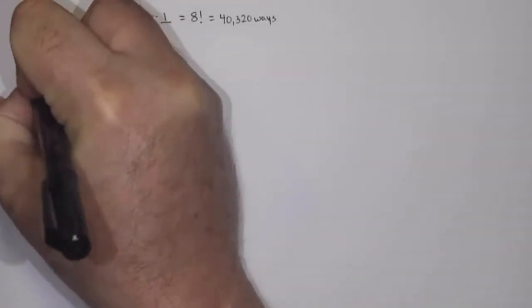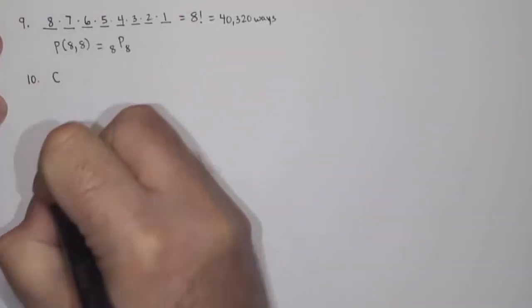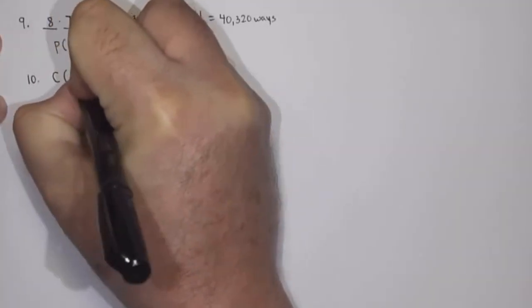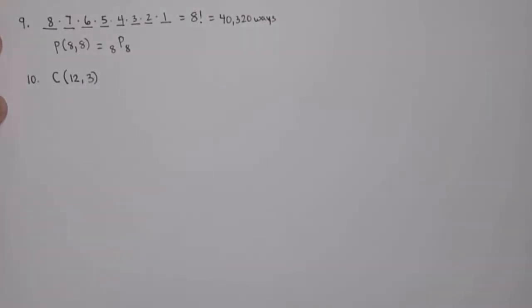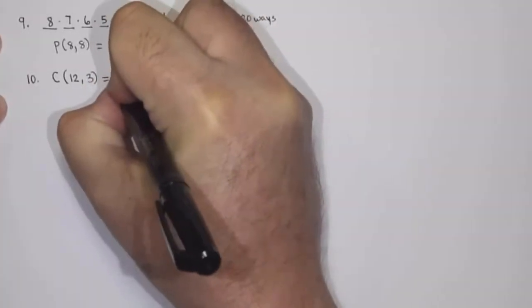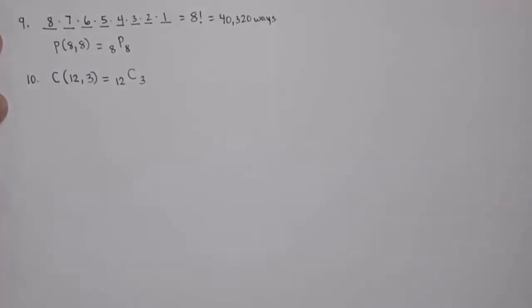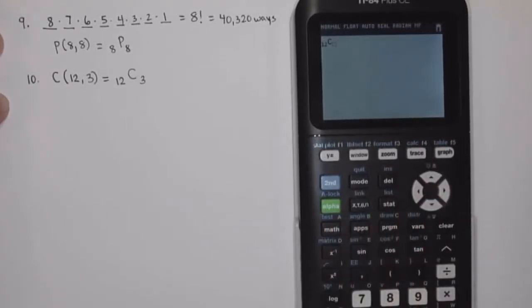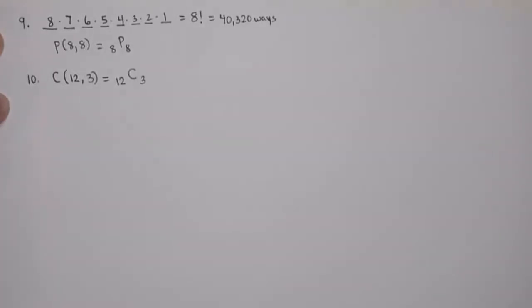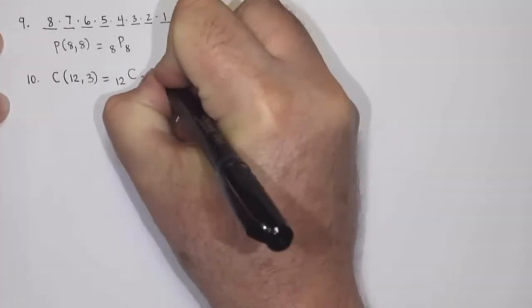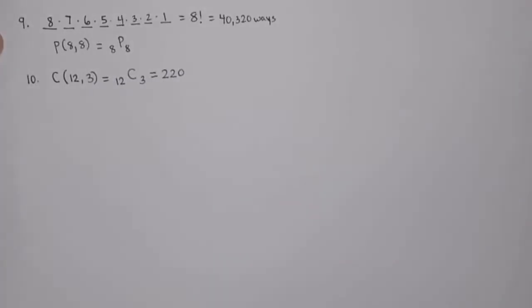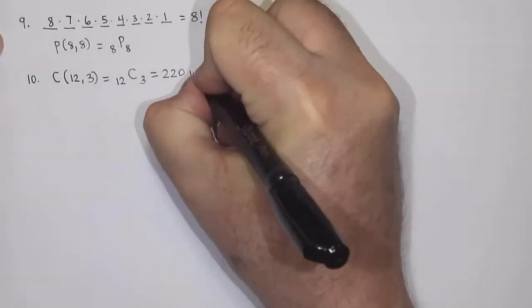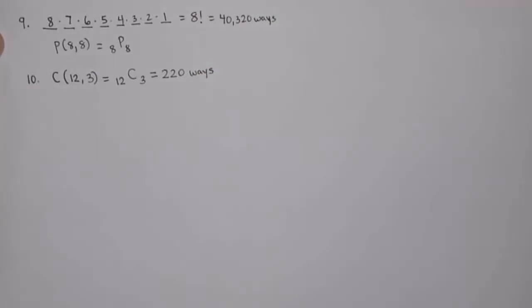So, for number 10, we have a combination. Again, we have 12 flavors, and we're picking 3 of them. So that would be like this. Or, again, we could use the notation this way if we prefer. So if we do this calculation, 12 combination, choose 3, and that is 220. So there are 220 different ways that we could pick our 3 flavors out of the 12 flavors.